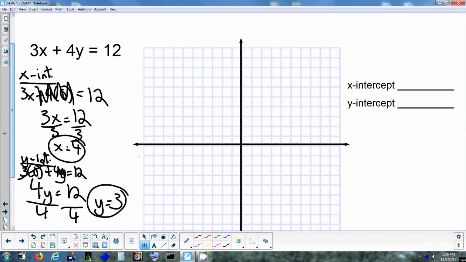I have a question. Is it always going to be like that? You mean with no fractions? Like y equals 3 and x equals 4, is it always going to be flipped around like that? No, it's not always going to be like that. That's just a coincidence. But good question.